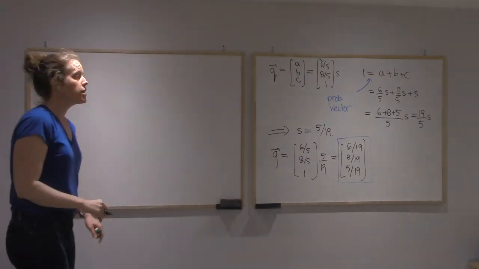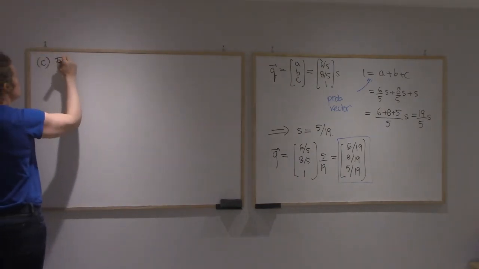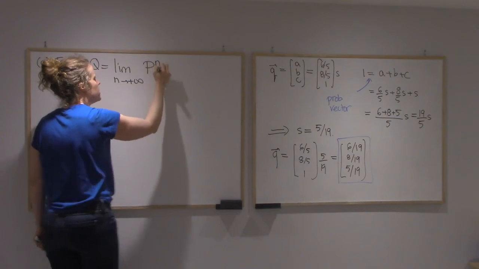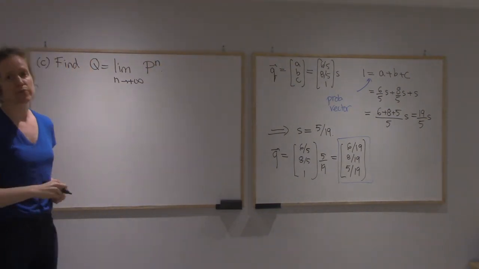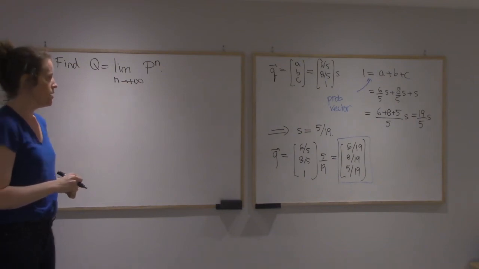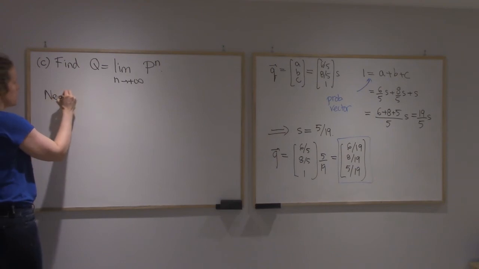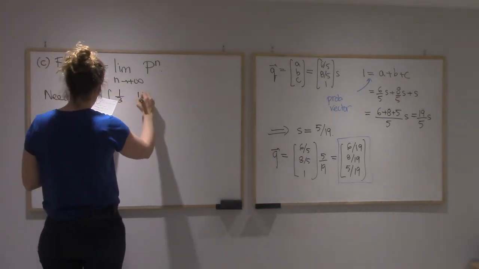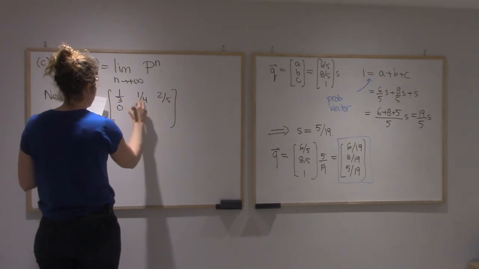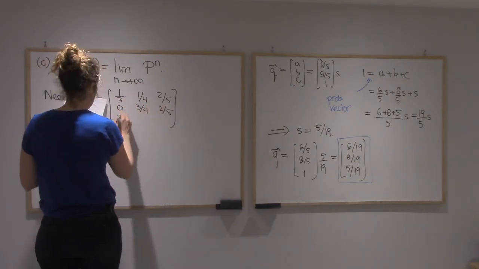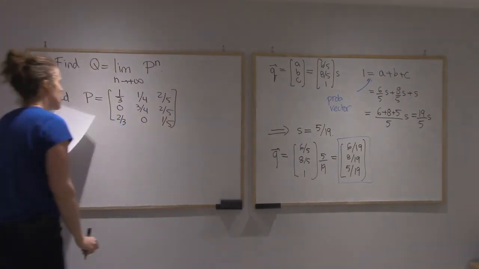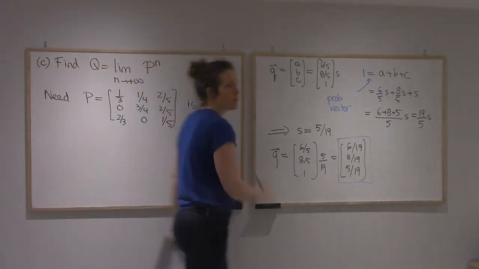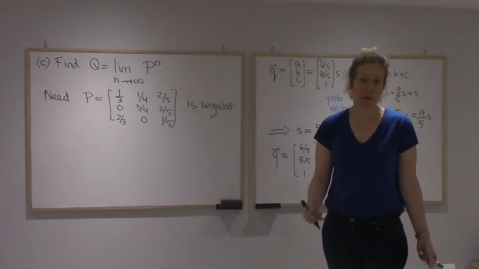So now I'm hoping to use the theorem to find Q, which is the limit as n goes to positive infinity of P to the n. I'm hoping to use the theorem because otherwise I have to diagonalize P and that's going to be a pain. So to use the theorem, we need that P, which was 1/3, 1/4, 2/5, 0, 3/4, 2/5, 2/3, 0, 1/5, I need that this matrix is regular. Sadly, it has zeros in it, so I need to take powers.